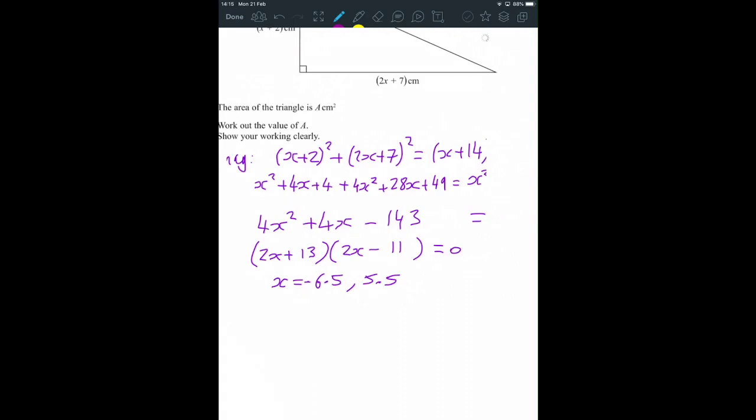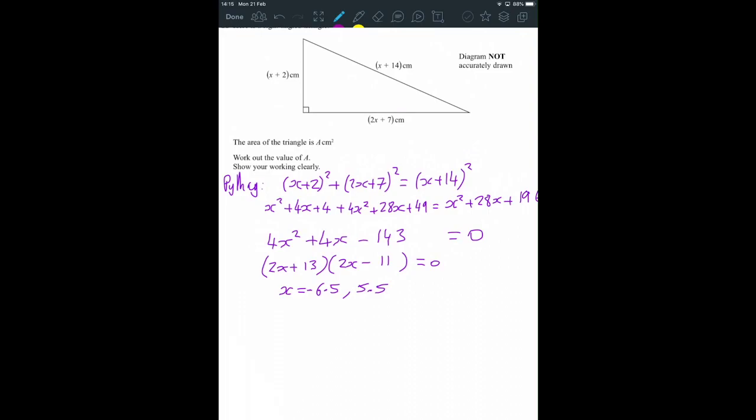They give me two answers, negative 6.5 and 5.5. Side lengths have to be positive, so negative 6.5 is not a valid solution. It has to be 5.5. Well, I'm going to redraw the triangle now with that actual side length labelled properly instead of the algebraic. So if x is 5.5, this side is 7.5. Two lots of 5.5 plus 7 gives me this side down here is 18. And then 14 plus the 5.5 makes the other side 19.5.